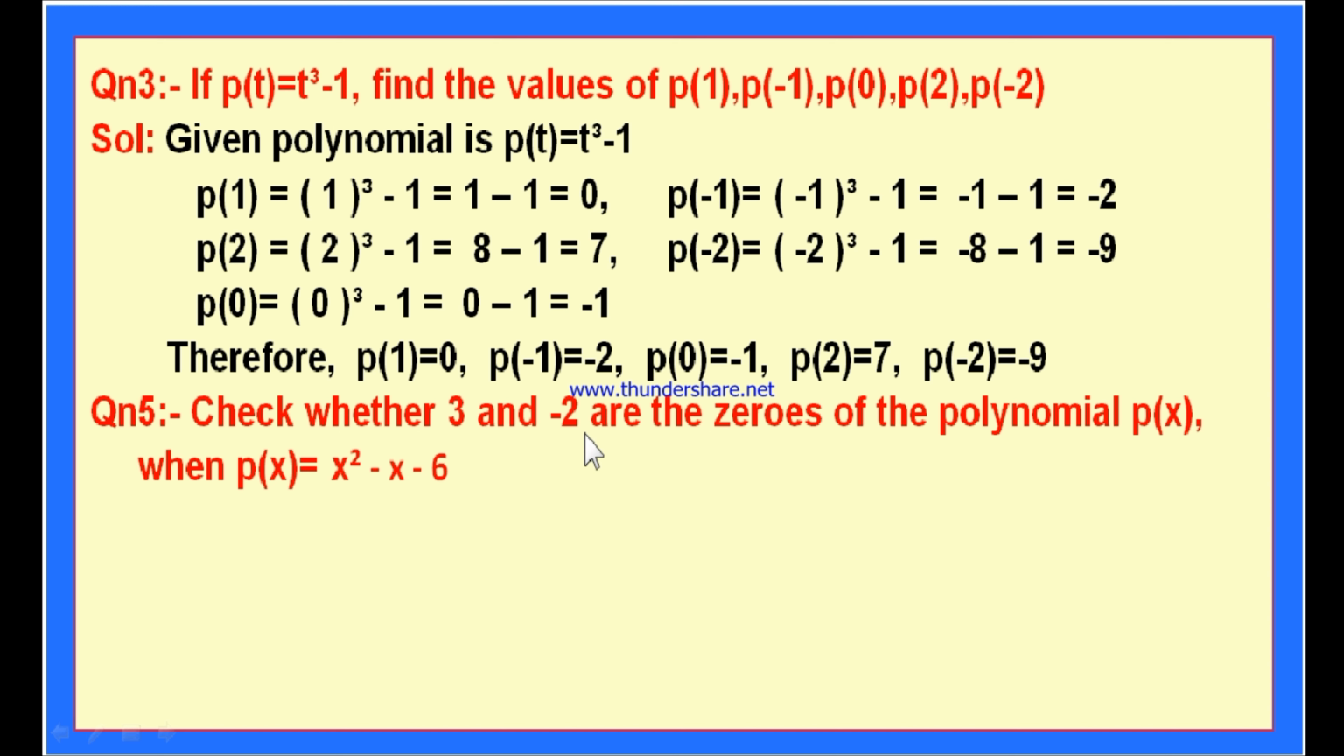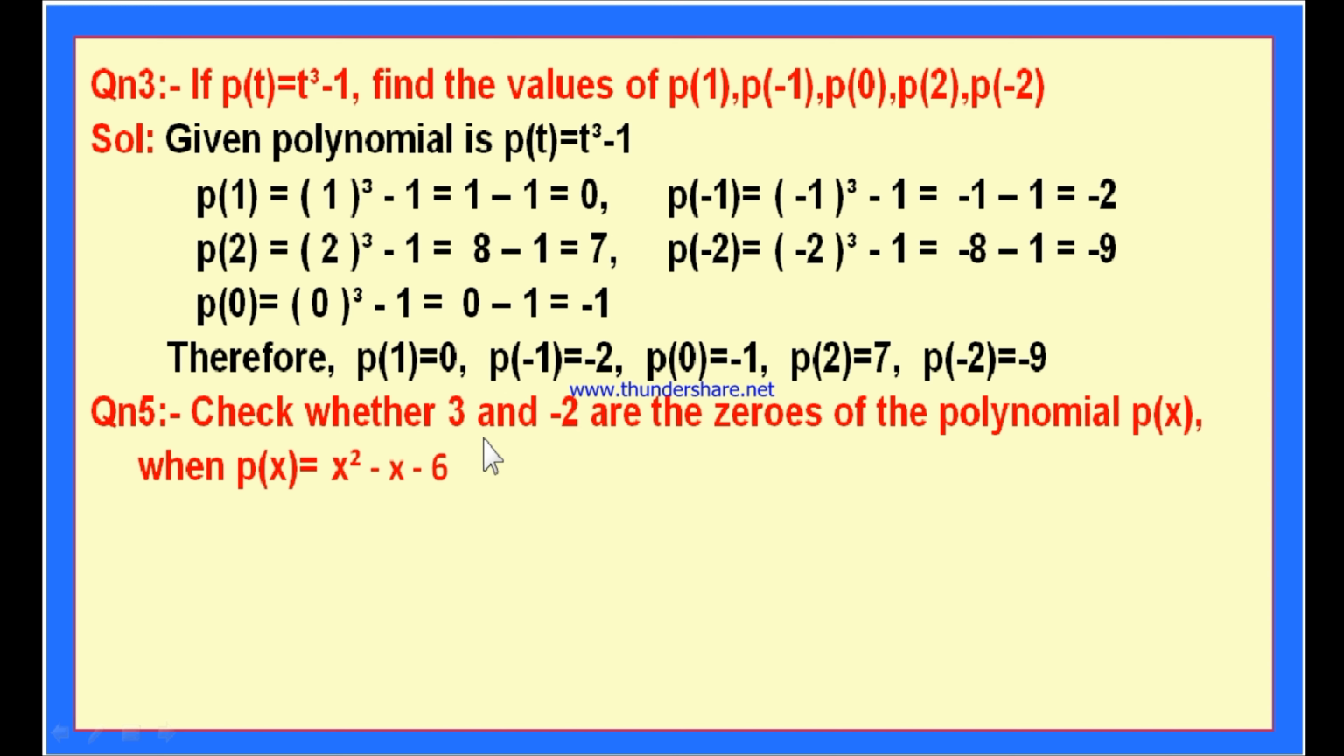Similarly, when can you say that minus 2 is a zero of the polynomial? If we substitute x is equal to minus 2, simplify, and finally get 0, then you can say that minus 2 is also a zero of the polynomial. But if you substitute x is equal to 3 or x is equal to minus 2 and the value of the polynomial is not equal to 0, in such a case you cannot say that 3 and minus 2 are zeros, or in other words, 3 and minus 2 are not zeros.